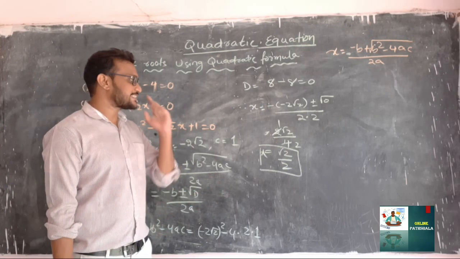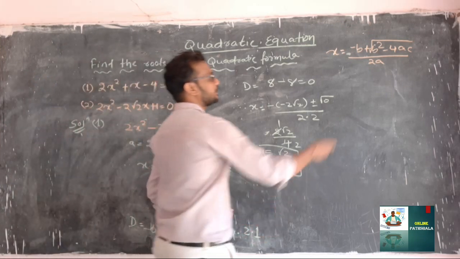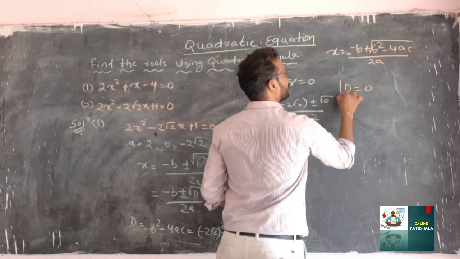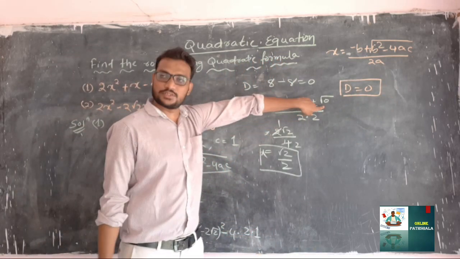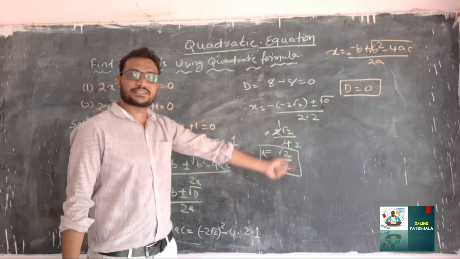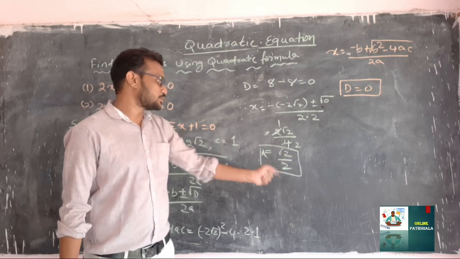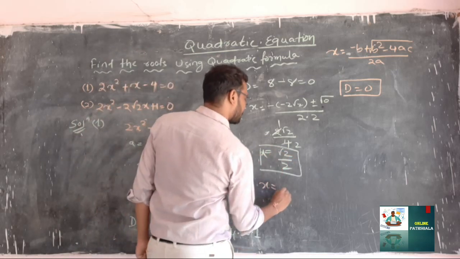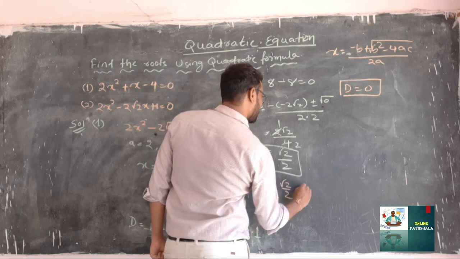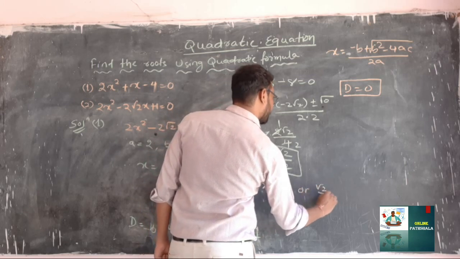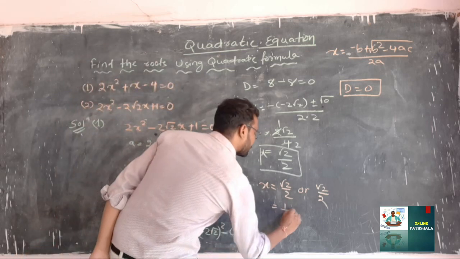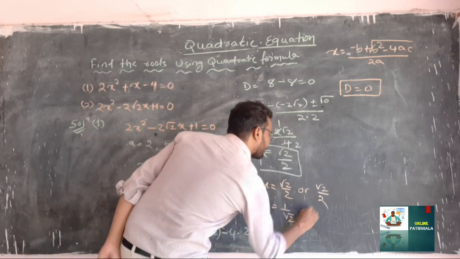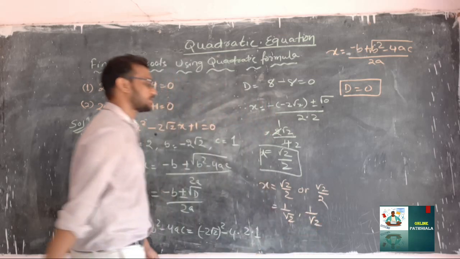Right? Okay, when I told you about the discriminant, I said that when D is equal to 0, both the roots are equal. Here D is equal to 0, so we have got the value of x as root 2 by 2. So we can write x equal to root 2 by 2 or root 2 by 2. We can write like this. If you cancel out this one, this will be 1 by root 2, and this one is also 1 by root 2. This is the thing.